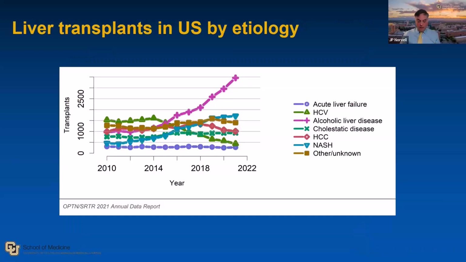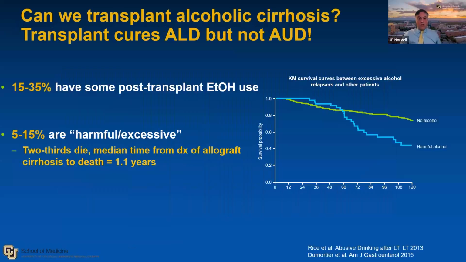Even before the pandemic, alcohol was the number one cause of needing liver transplants. And so for a long time, we've been transplanting patients for alcohol cirrhosis. And I tell patients, including this morning in clinic, that a transplant will do a great job of fixing the problems related to alcoholic liver disease, but a transplant does not fix alcohol use disorder. So again, we need to address both of these issues simultaneously.